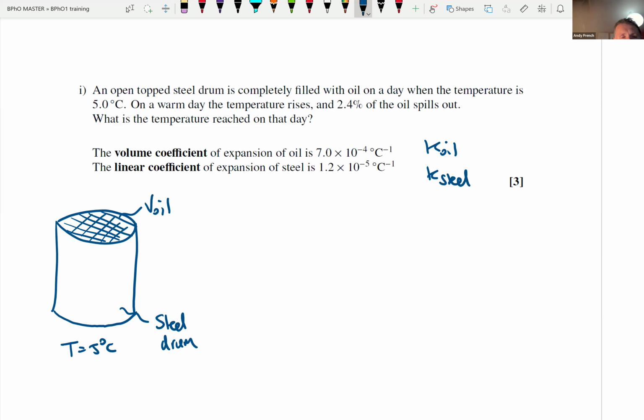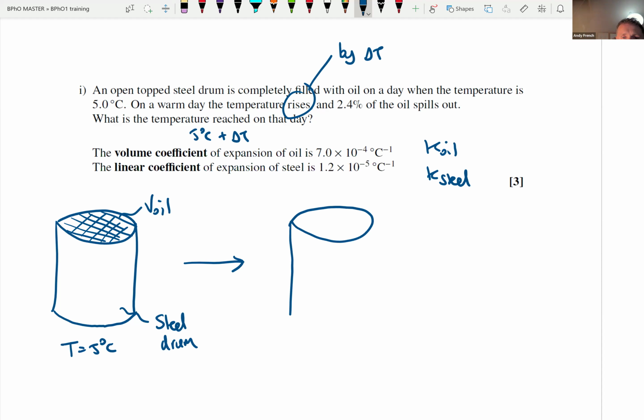My practice is basically to draw a diagram and label everything I think is useful. So what happens? On a warm day, temperature rises to some unknown temperature. Let's call that delta T, which is what we want to find. So that's going to be 5 degrees Celsius plus delta T, the thing we want to know. The drum's going to get a little bit bigger. The steel will expand, but so will the oil.